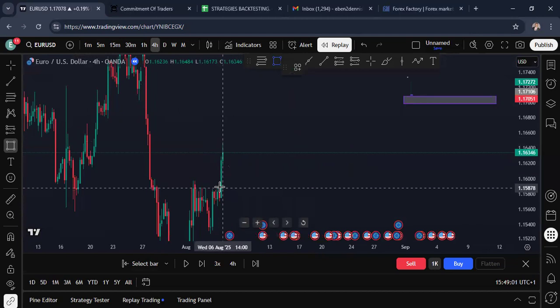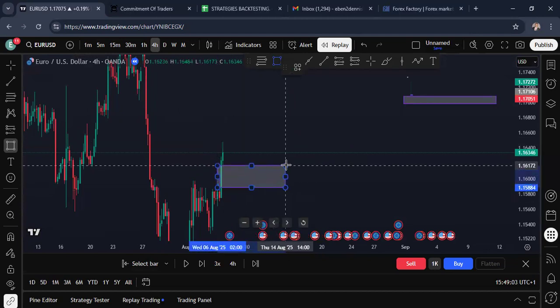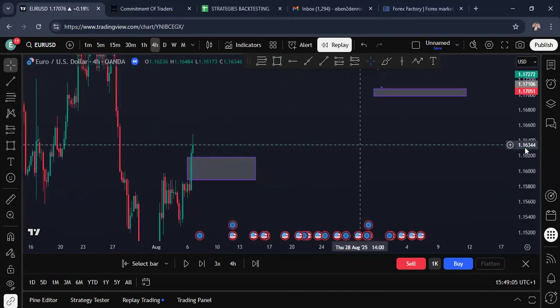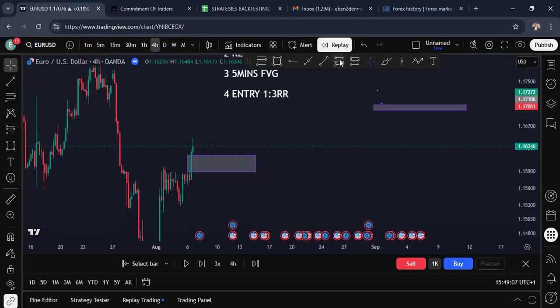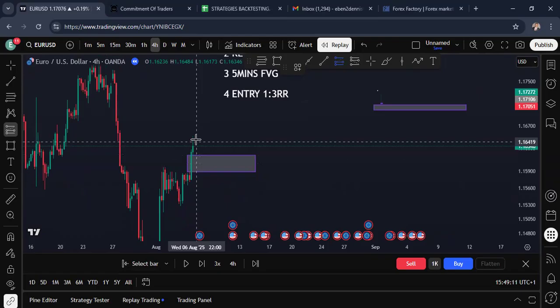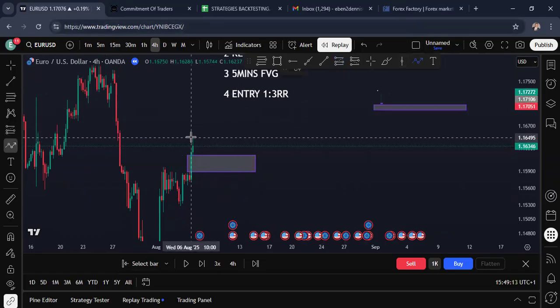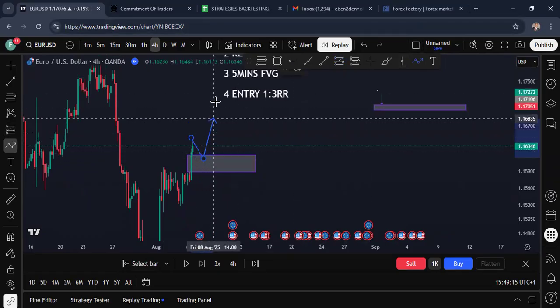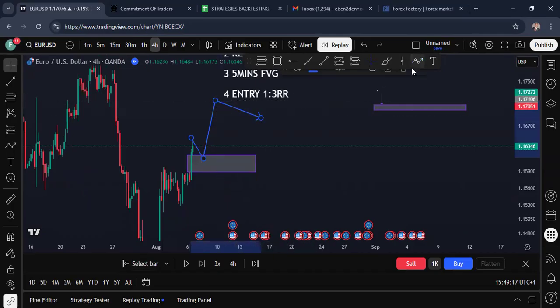So this is the 4 hours FVG we have here. Okay. So this 4 hours FVG, what are we looking for? I want price to come down and take. We want price to retrace back to the FVG. After price retraces from the FVG, we will look for a buy. It's that simple.